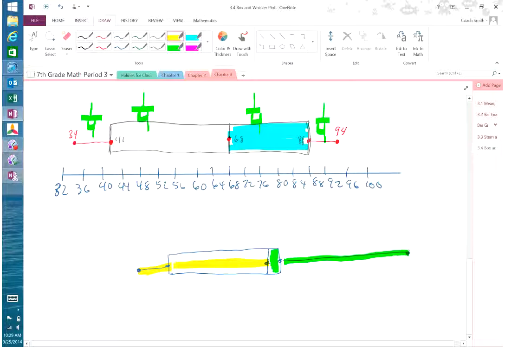Okay? But it still represents 1/4, 1/4, 1/4, and 1/4. Doesn't matter how wide the space is or how narrow the space is or how short the whisker is or how long the whisker is, it still represents 1/4 of the numbers.